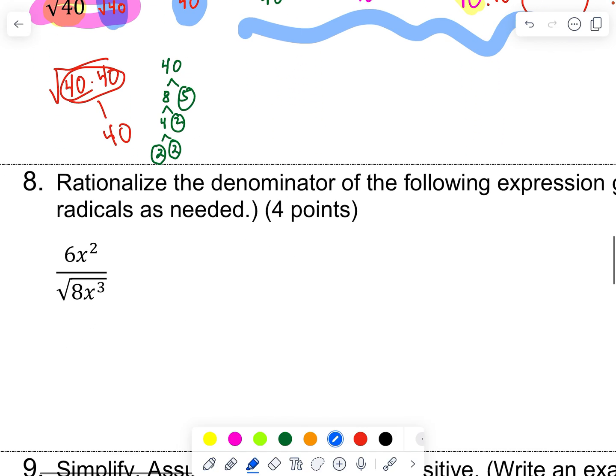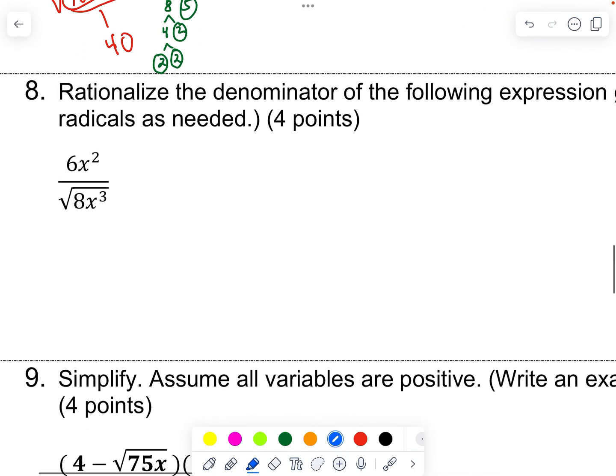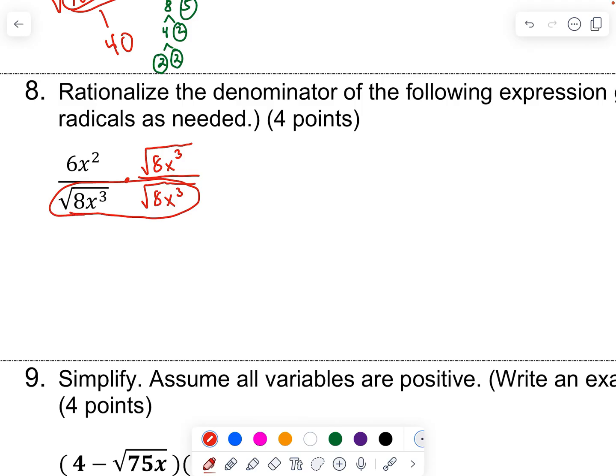Okay, rationalize another denominator here, and we've just got some letters in here now. So we're going to do the same thing. It's a square root. We're going to multiply the denominator and the numerator by the same thing. Anything over itself is just 1. So we're going to multiply by square root of 8x cubed. That gives us a pair of 8x cubes underneath the square root, which is going to come out as just one of those pairs. So in the denominator, I have 8x cubed.